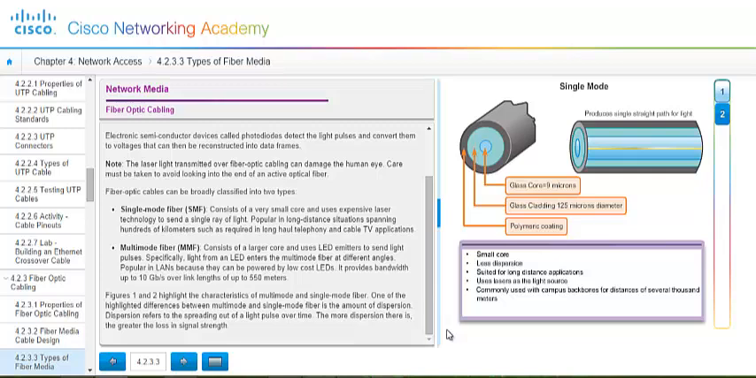Figures 1 and 2 highlight the characteristics of the multi-mode and single-mode fiber. One of the highlighted differences between the two is the amount of dispersion, and that refers to the spreading out of the light pulse over time. The more dispersion there is, the greater the loss of signal. So here we have a single mode, and this is the multi-mode.